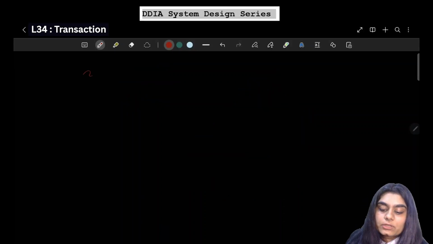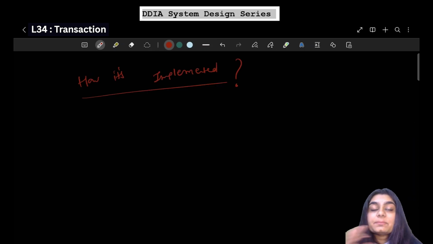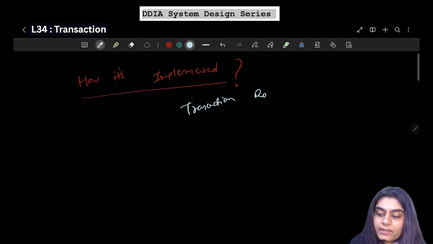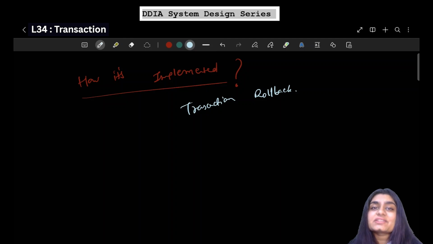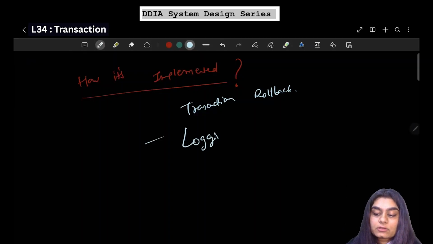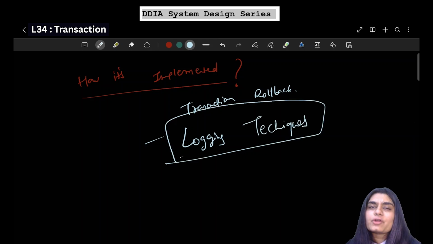Okay, so now let's talk about how it is implemented. Databases implement atomicity using a mechanism for transaction rollback. If any of the operations in the transaction cannot be completed, the database engine will undo all the changes made by that particular transaction. This is often achieved through logging techniques. Remember this. From a developer standpoint, you can explicitly revoke that particular transaction by a command, or rely on the database to automatically roll back if some errors occur.